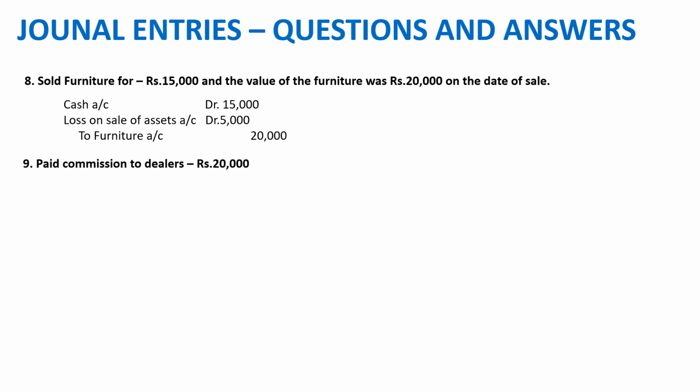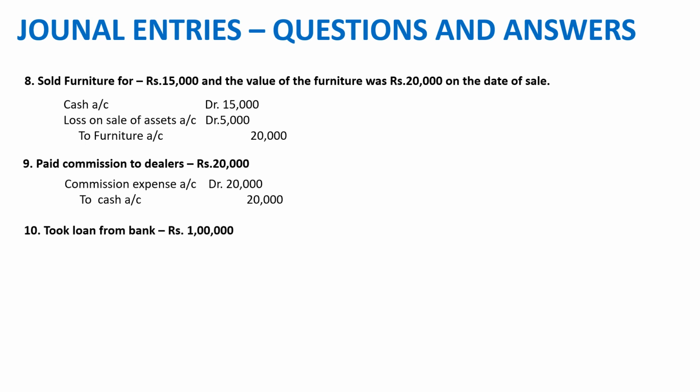Next transaction, paid commission to dealers, very clear, commission is an expense. So commission expense account debited 20,000 to cash because asset is reducing, you are making the payment, cash is an asset, hence credit 20,000 rupees. Took loan from bank 1 lakh. So when you're taking a loan from the bank, what is happening? Your bank balance will go up. So that is an asset. Asset increasing is debited. And loan from bank is a liability because you have to pay the bank in future. So it's a liability, right? So loan from bank will be credited with 1 lakh rupees.